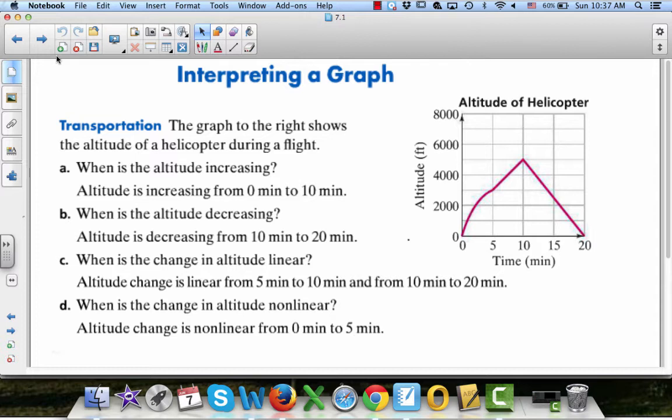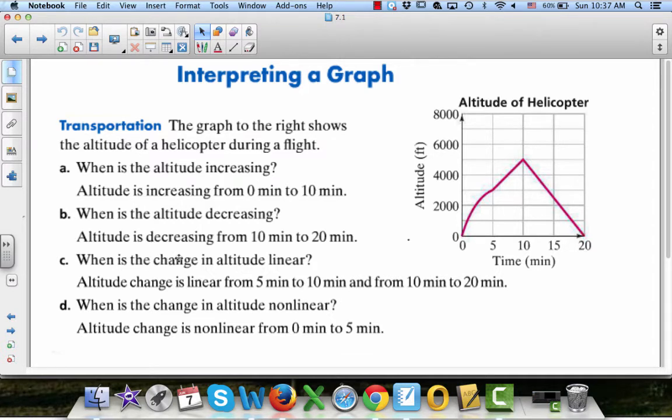When is the altitude increasing? Well, according to this, it says altitude is increasing from 0 to 10 minutes. Look over here. From 0, it goes up until it gets to 10 minutes. So it's increasing from 0 to 10 minutes. When is the altitude decreasing? Well, we come over here and we look. It starts at 10 and it goes down, decreasing, until it gets to 20.